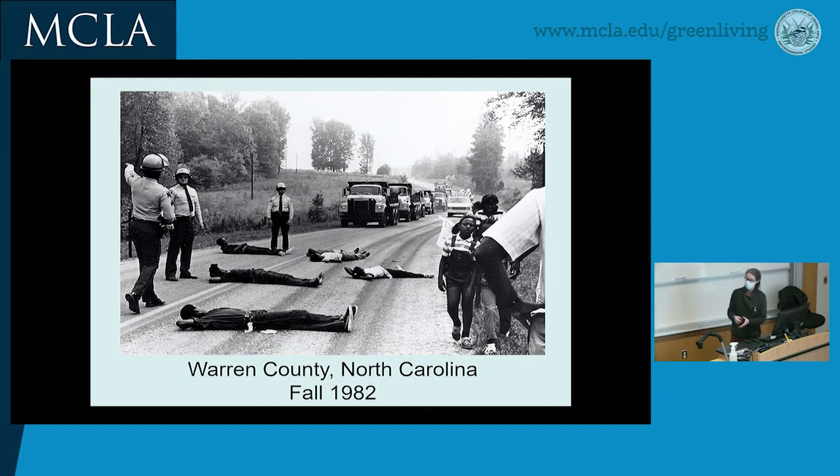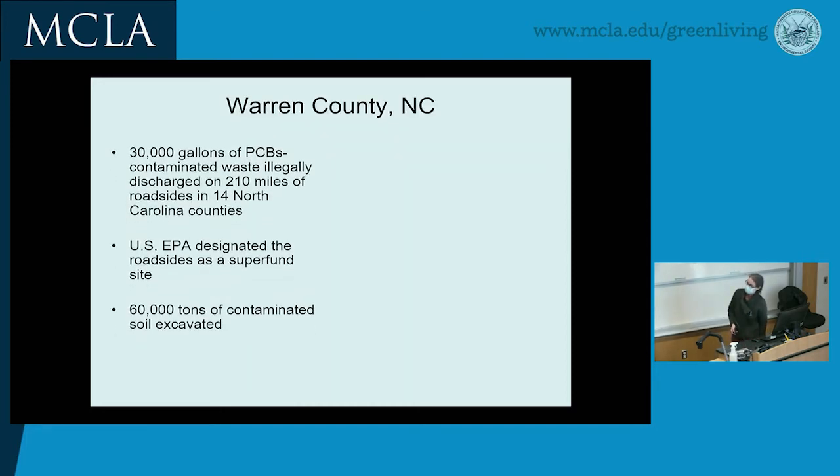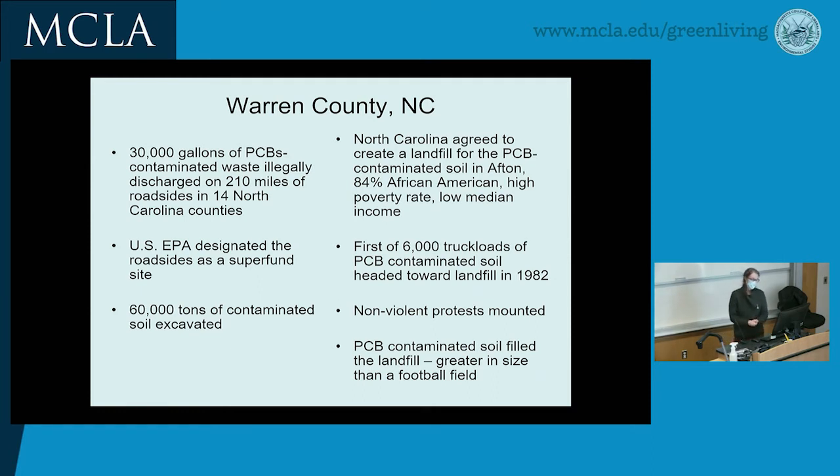And so one thing one company did was spray PCB containing oil along 210 miles of roadway in North Carolina in 1980. So it was 30,000 gallons of PCB containing oil across 14 counties. So that roadside became itself a Superfund site that had to be dredged, resulting in 6,000 tons of excavated soil that was highly hazardous. So of course, they identified a community that was 84% African American, a very high poverty rate, and that would be the site for a brand new landfill to bring all of this waste. So when the first 6,000 truckloads arrived in 1982, that's what happened.